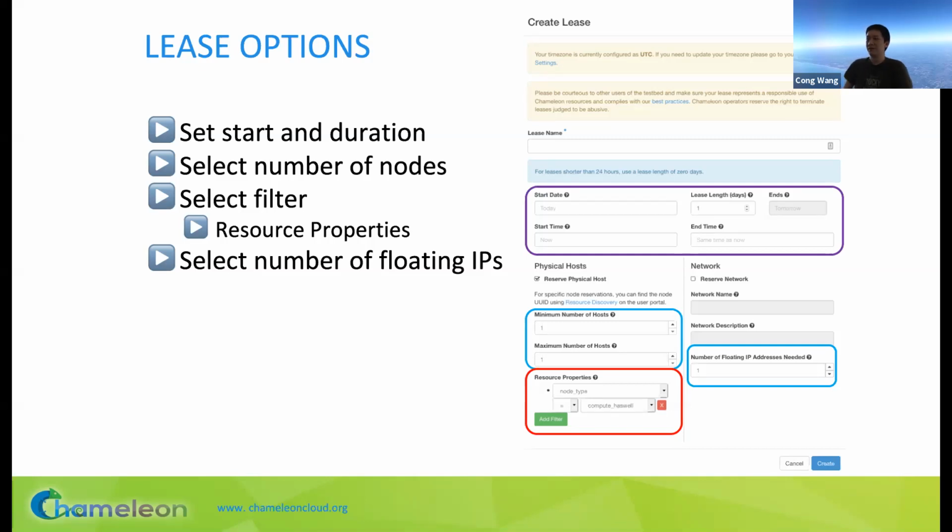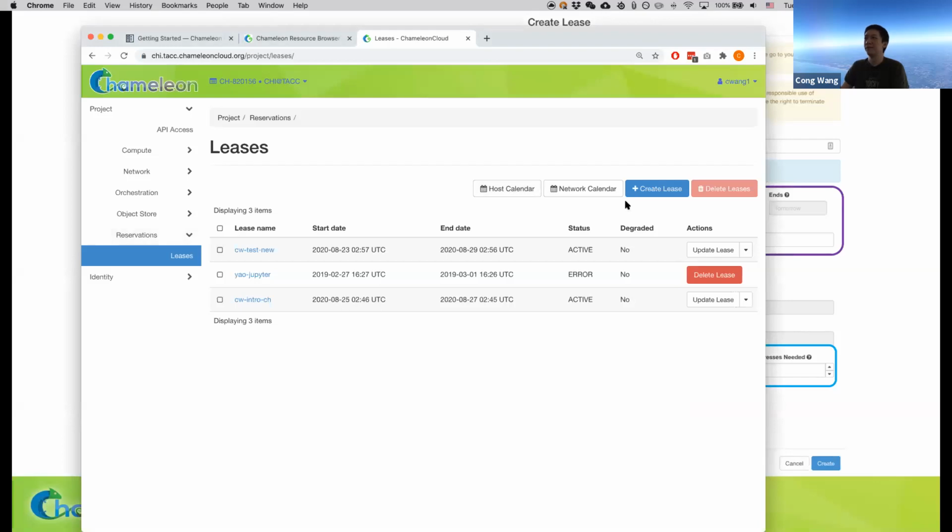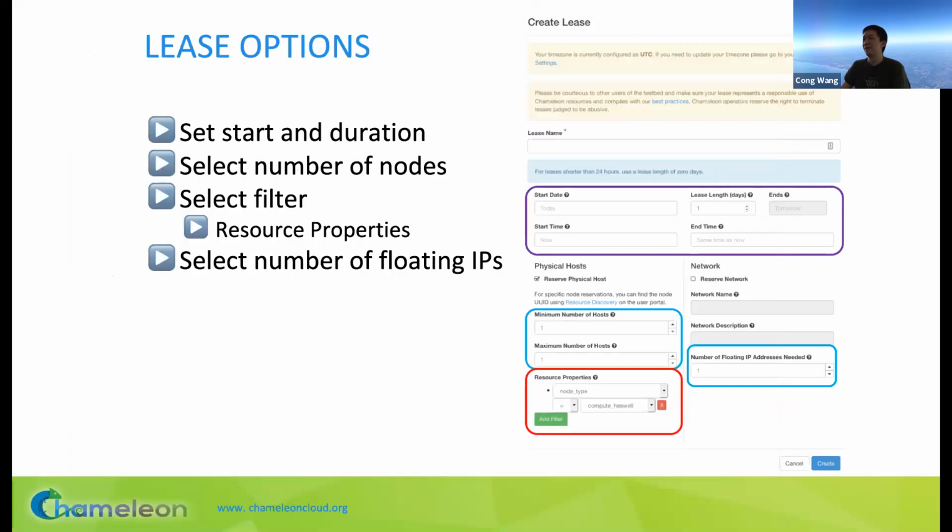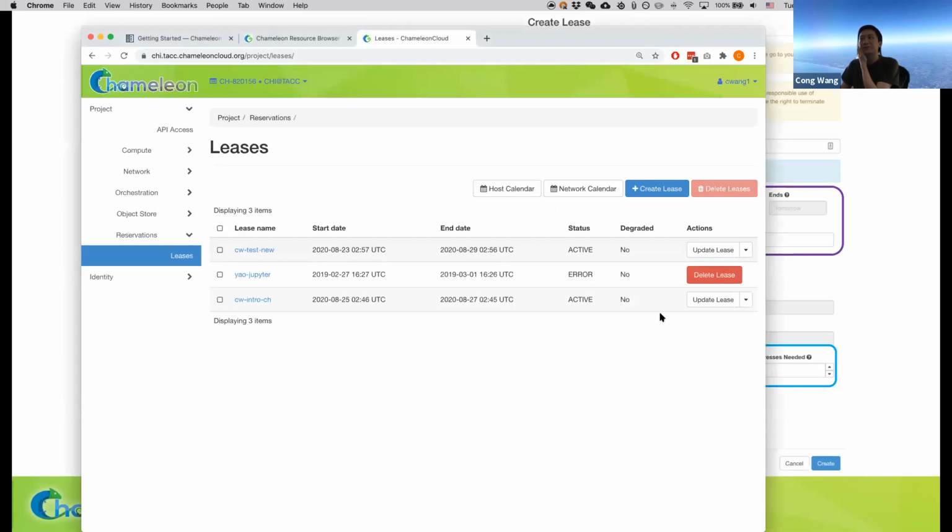The resource properties is where you can choose the type of nodes you want to request. You can request different types of nodes. I will show you in a little bit. And finally, don't forget to reserve a floating IP for yourself, because that's how you get access to your node, usually via secure shell, that's SSH.